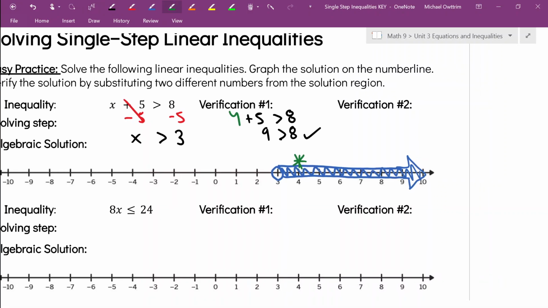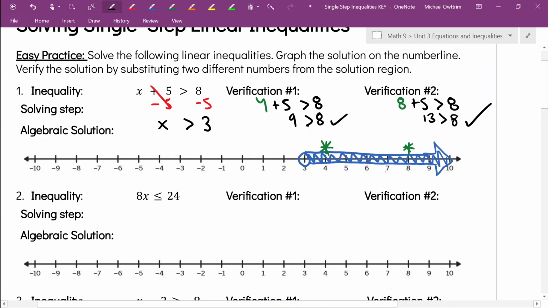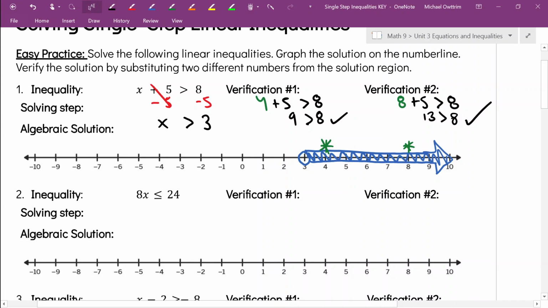Remember, I can choose any point I want in this arrow. So let's say I choose x is 8. Then my original inequality becomes 8 plus 5 is greater than 8. 8 plus 5 is 13, which is in fact greater than 8. So that point also worked in the original inequality. And again, our idea here is to find all the possible numbers for x that we could put into this inequality to make it a true statement.